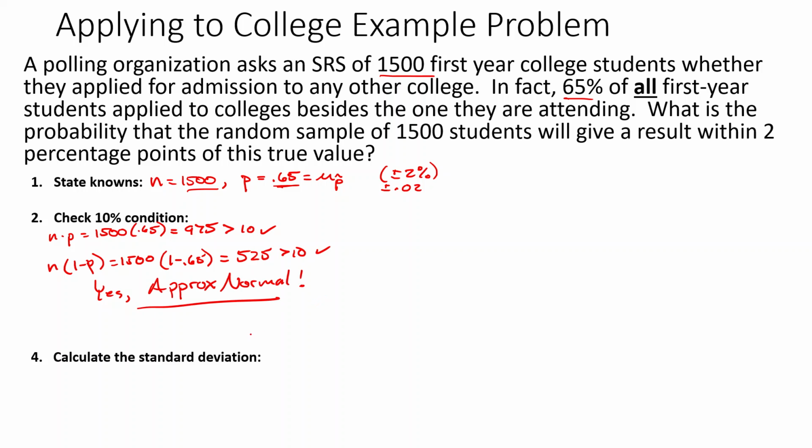All right, so now we can treat this as a normal distribution. So now we need to know what's the mean and standard deviation of our normal distribution. Well, the mean we've got. There's our mean right there. Standard deviation we need. We're working with a sampling distribution. So the formula is the square root of p times 1 minus p over n. So this will be the square root of 0.65 times 1 minus 0.65 over 1,500.